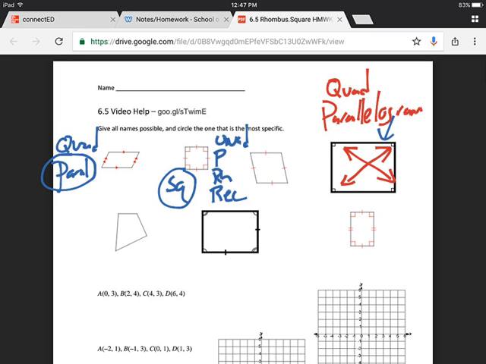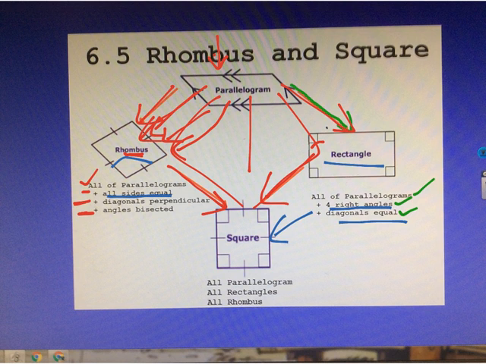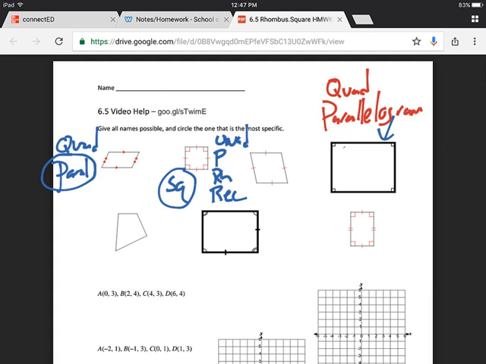Now, is it a rhombus? No, not a rhombus because it doesn't really talk about the diagonals. It doesn't talk about the side lengths. It doesn't talk about the angles being bisected or anything like that. Okay? So it's not going to be a rhombus.